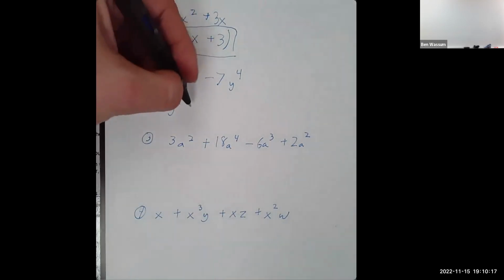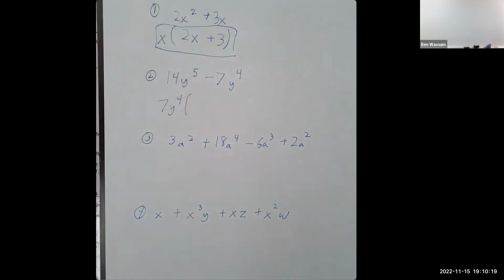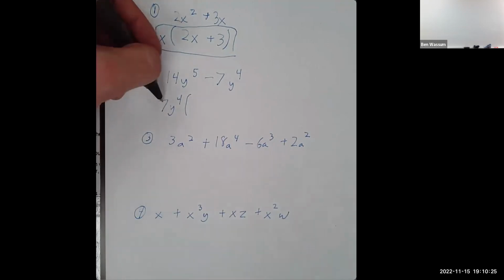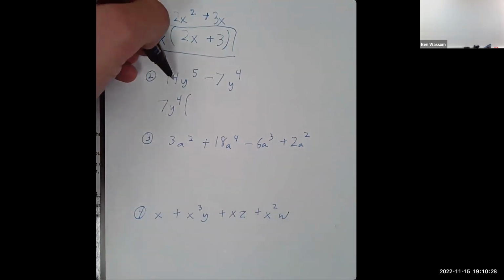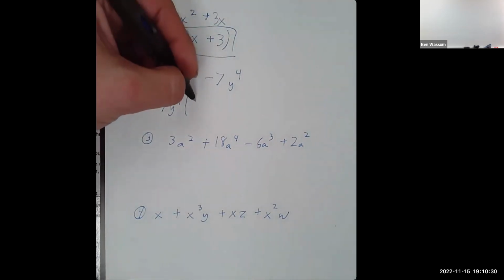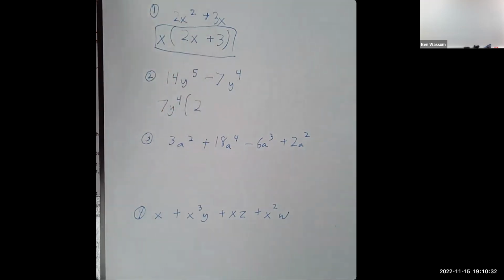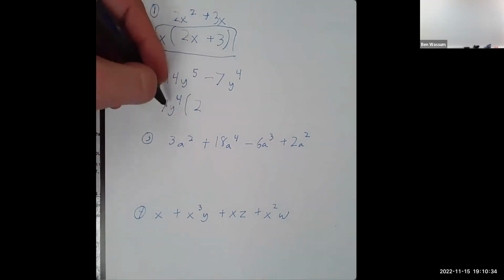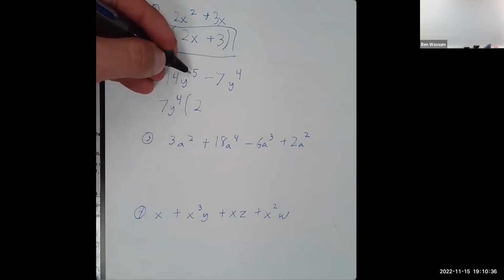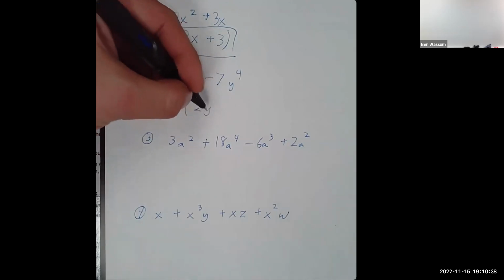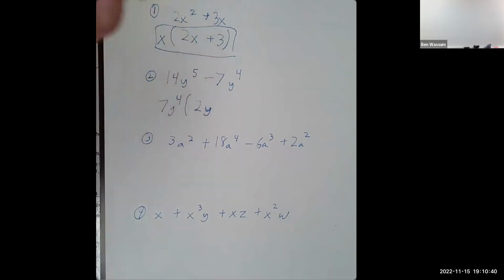7y to the 4th. So that's going to be our greatest common factor. And we start our parentheses. And we say, hey, what do I have left? If I take a 7 out of a 14, what do I have? You divide it, so it'd be a 2. But what about the variables? If I take 4y's away from these 5y's, I have 1 left over. Right?